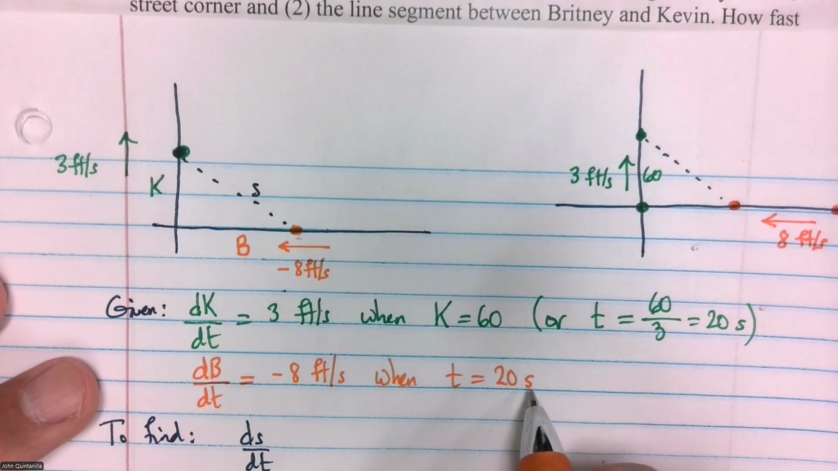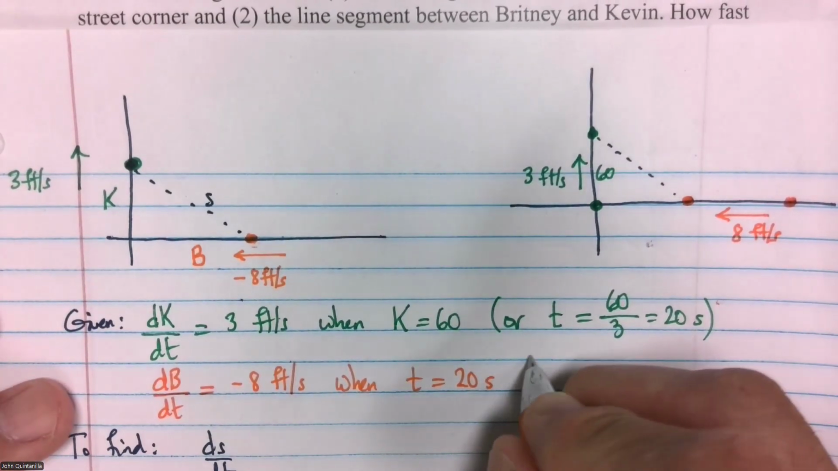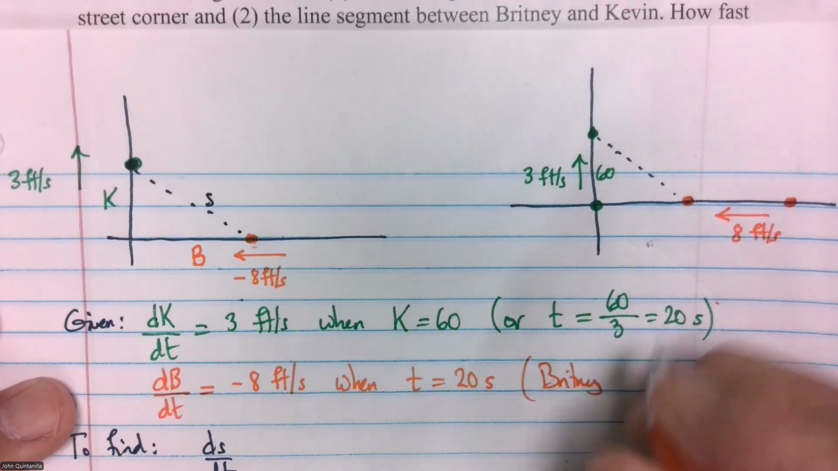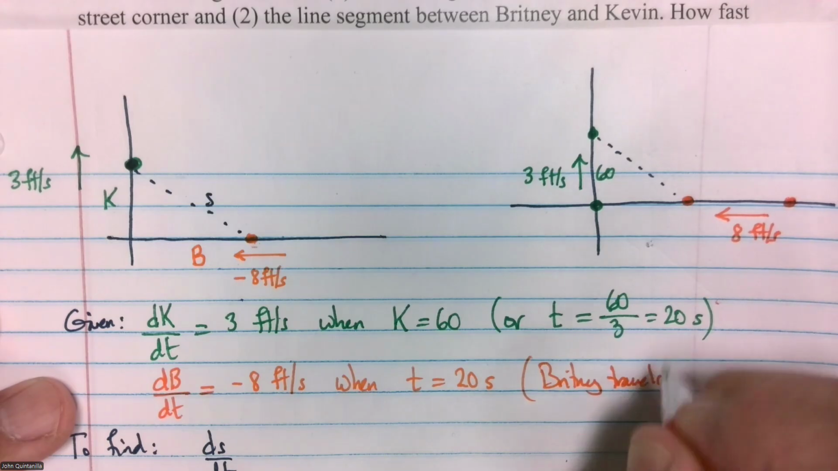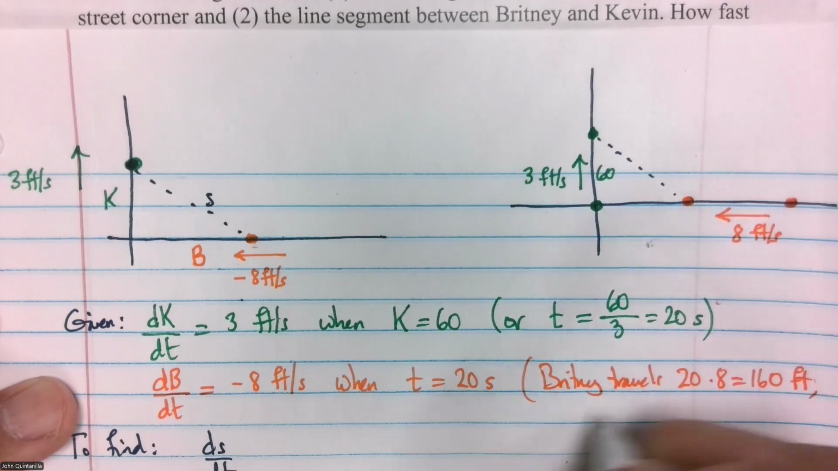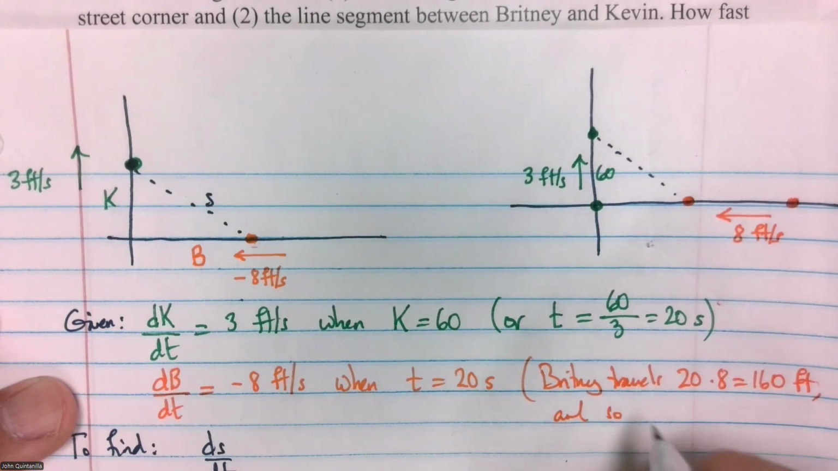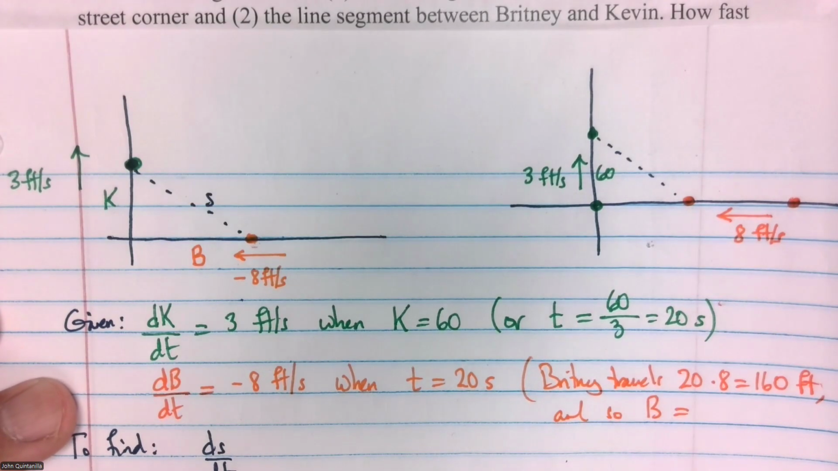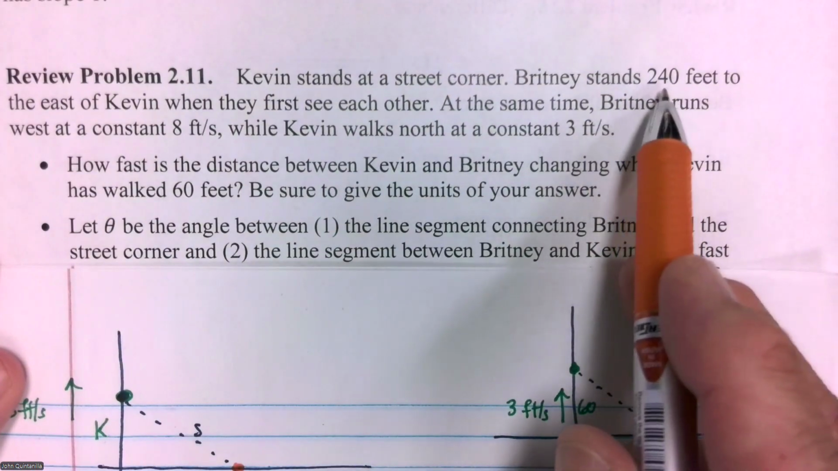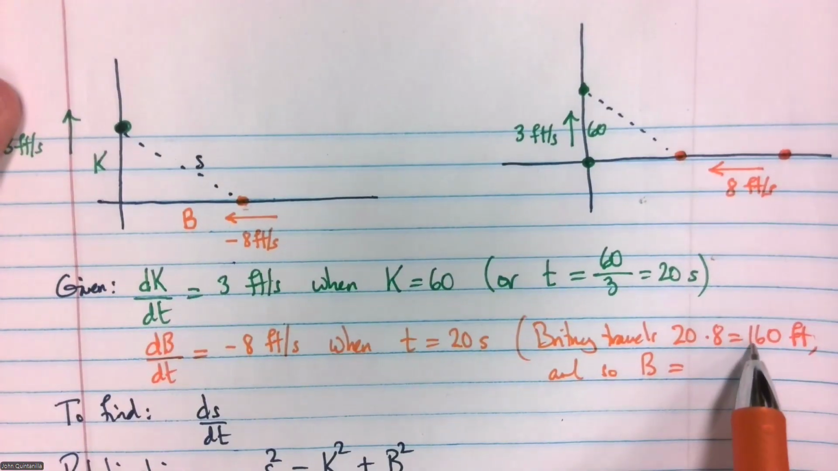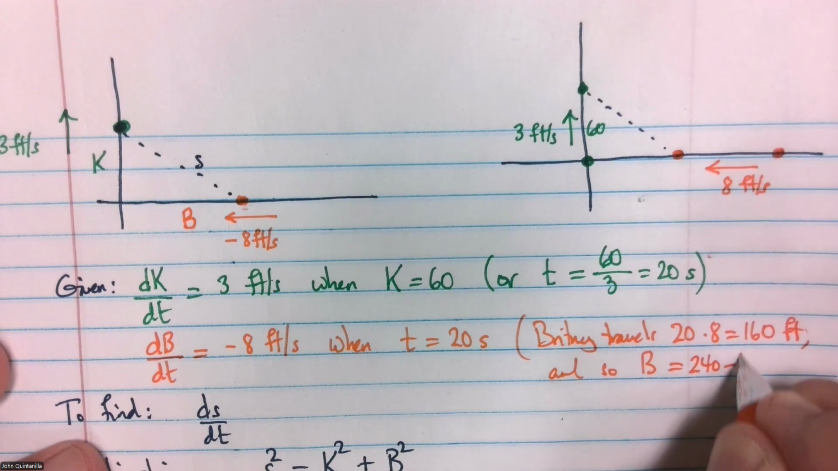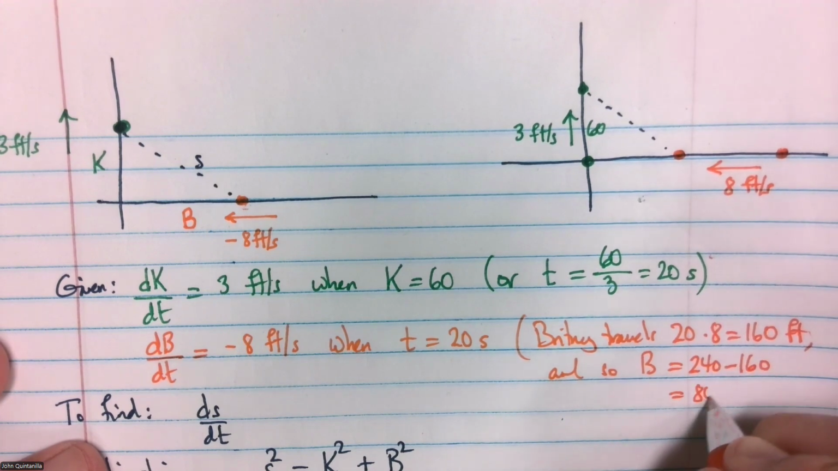When t is equal to 20 seconds, how far does Brittany run in 20 seconds? Brittany travels 20 times 8, which is 160 feet. So b is equal to, now back to the original problem. Brittany was originally 240 feet away from the corner. She runs 160 feet toward the corner. And so that means b is 240 minus 160, which is equal to 80 feet.